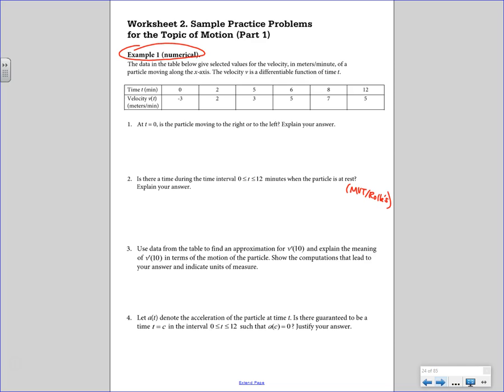Might have something to do with MVT rules. Wait a minute, at rest. That's right. I would do IDT. IDT might be an easier one. I didn't look at what was in the table first.